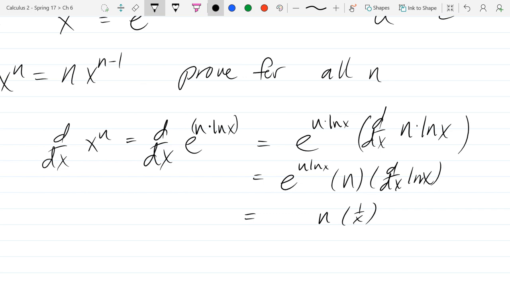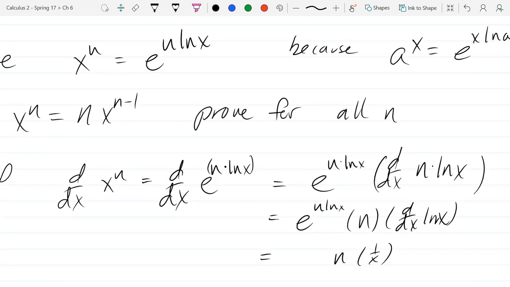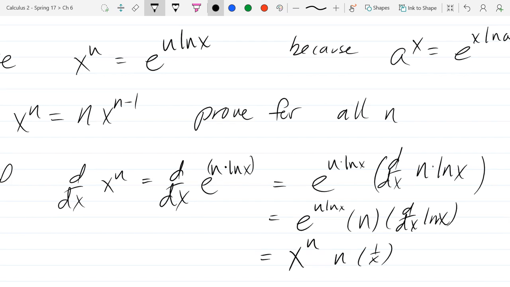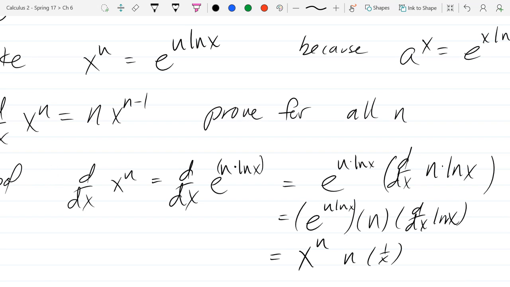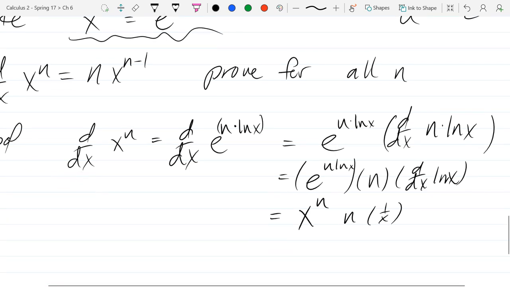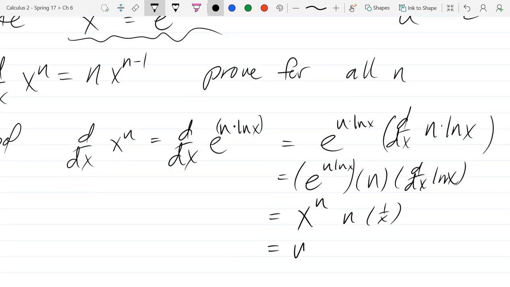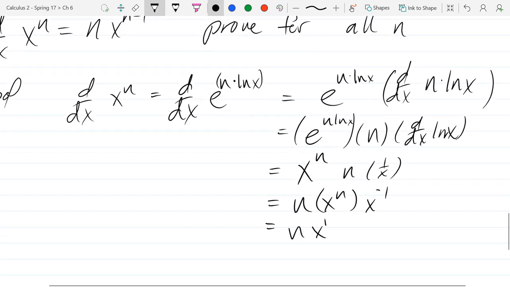I'm going to rewrite e to the n ln x as x to the n power. So I just rewrote that first term using that identity that we talked about at the beginning of class. All right, we're going to simplify this down now. I have x to the n times x to the negative first power. So add those together. You get n x to the n minus 1.